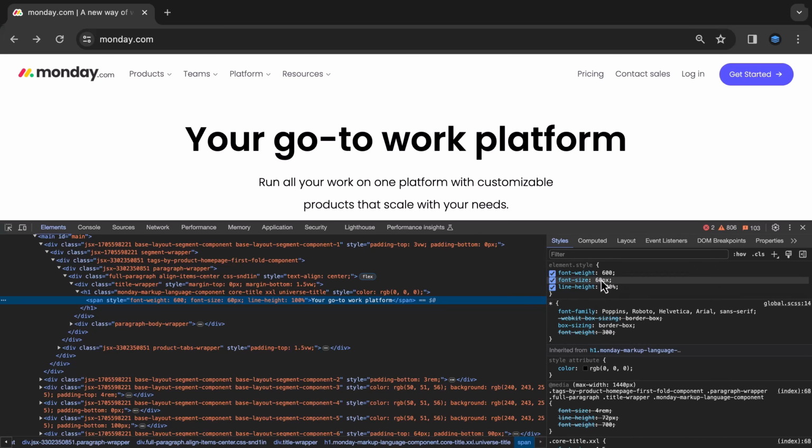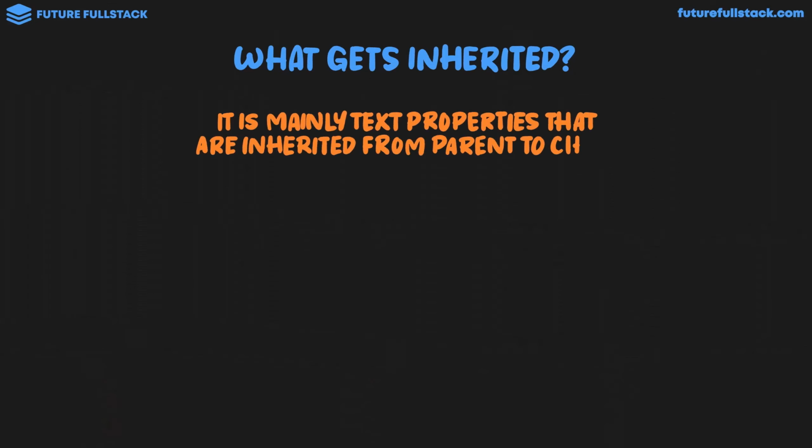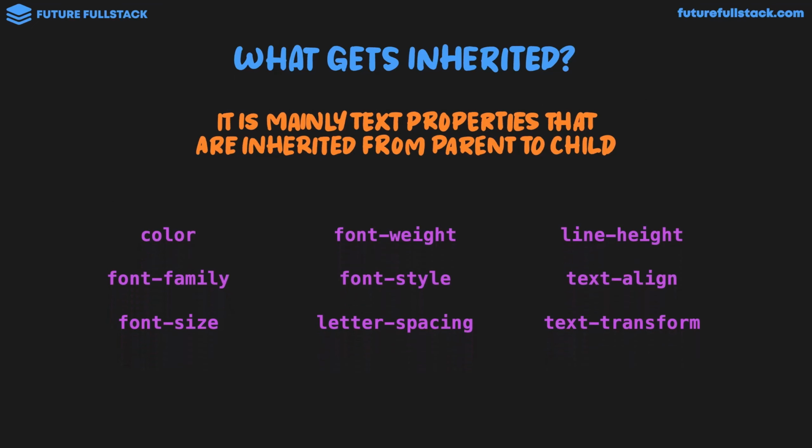So the next question I want to answer is what gets inherited? It is mainly text properties that are inherited from parent to child. So properties like these. I'm not going to read them out, but feel free to pause to have a look at them. This is really important to remember. It's mainly text properties that are inherited. So try your best to remember that fact, because it can sometimes be confusing when you're applying a property to a parent and you're wondering why it isn't being inherited. More often than not, you're applying a non-text property.